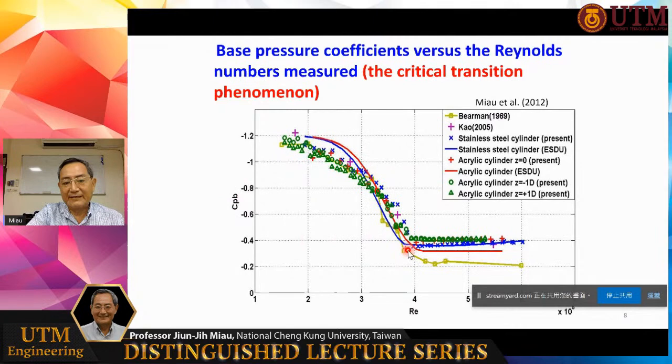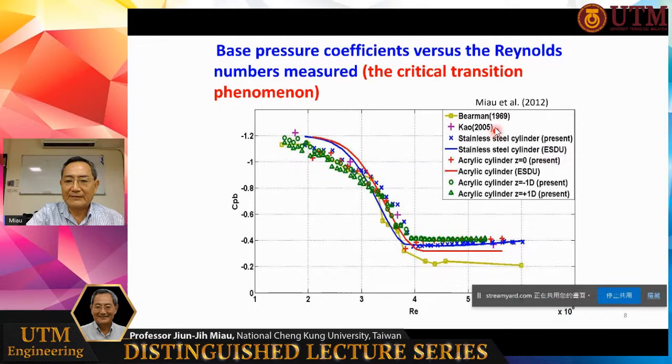You can see there are several studies in the data I show up here, including some of my own study. Carl is the first student of mine who did this experiment in the wind tunnel. The wind tunnel at the time was newly established, and we used this experiment to calibrate our wind tunnel flow quality. And the rest, you can see, that's Professor Bellman, and so on. There are a number of these ESDU, that's from the engineering handbook, and so on.